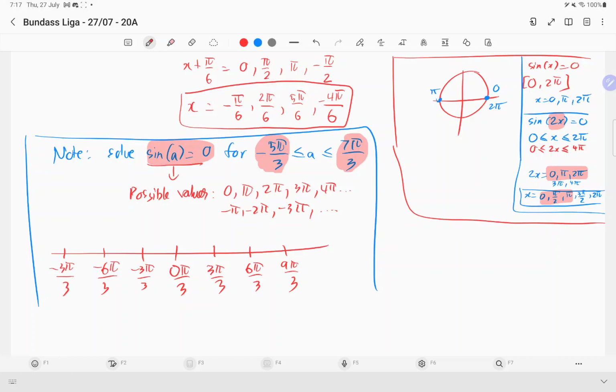Okay, right, makes sense so far? These are the possible values, right? These are the possible values of A. But where do we start?